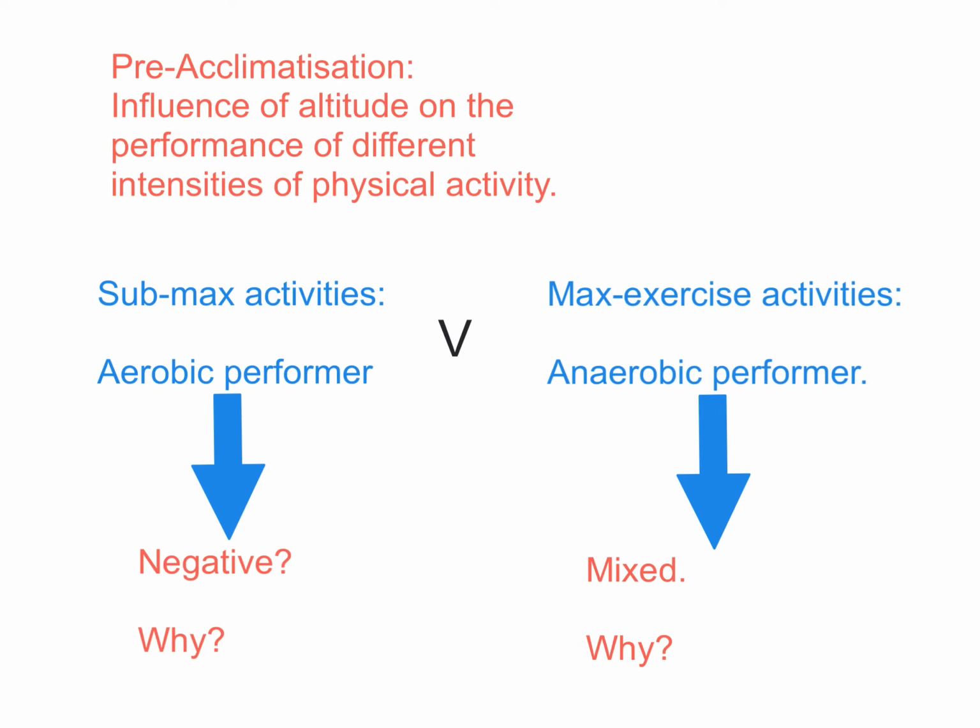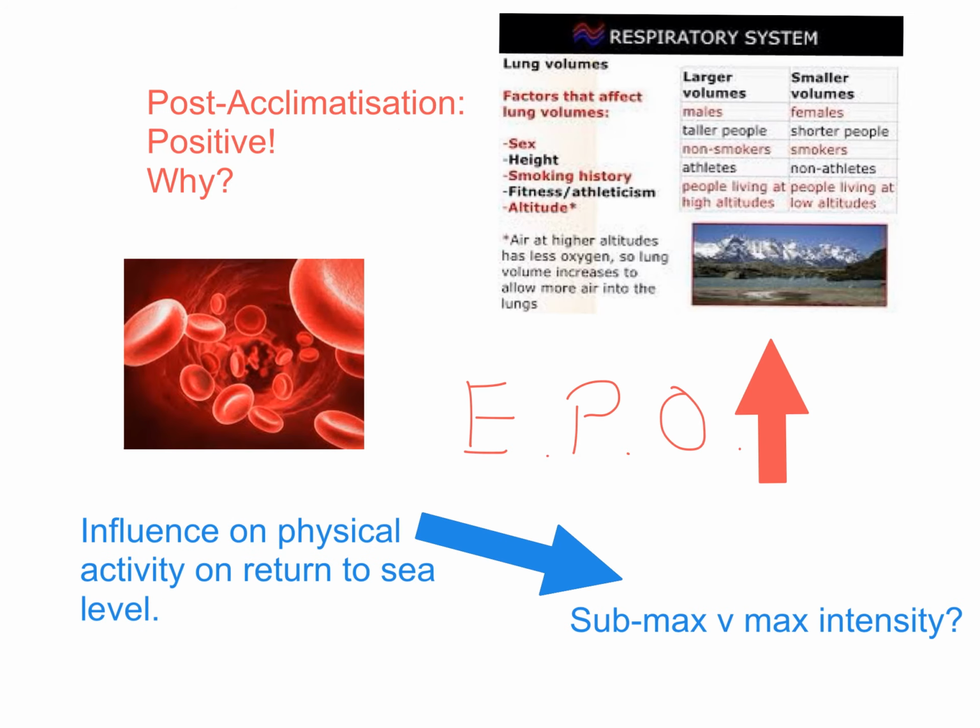However, with some anaerobic activities, like 200 metres, 400 metres or even 800 metre events, because some of those events build up a presence of lactic acid in the body, those performances deteriorate. All right? But again, can you tell me why? The final part of this question is to do with the post-acclimatisation. It's positive, so when they return to sea level, the effect of being at altitude is a positive one, but can you tell me why?